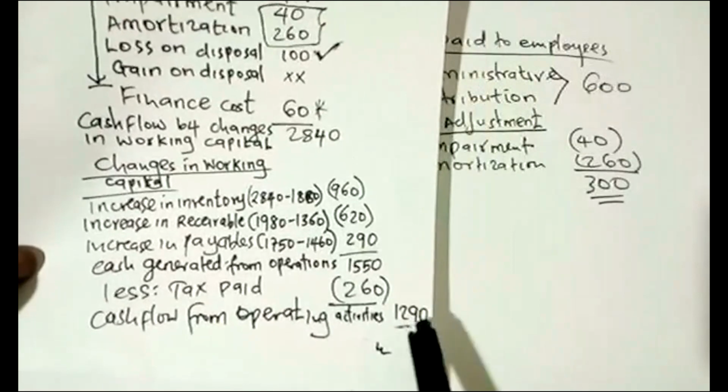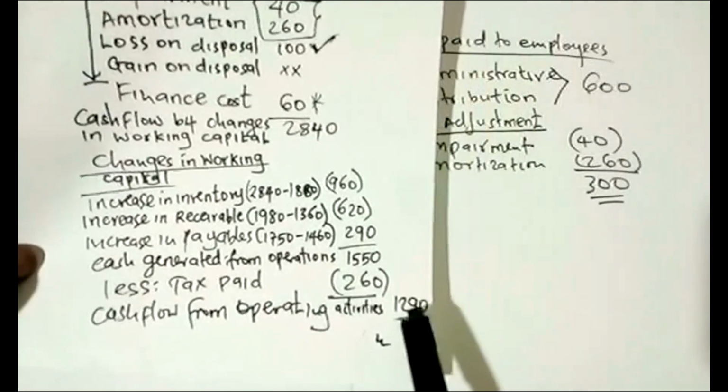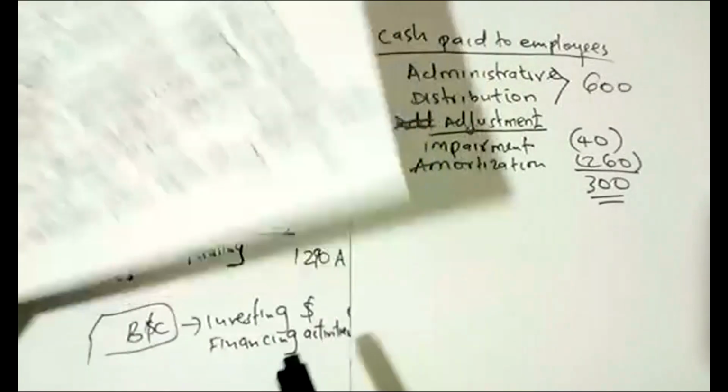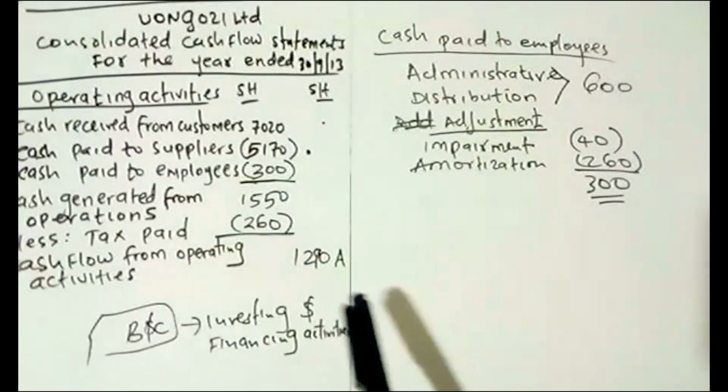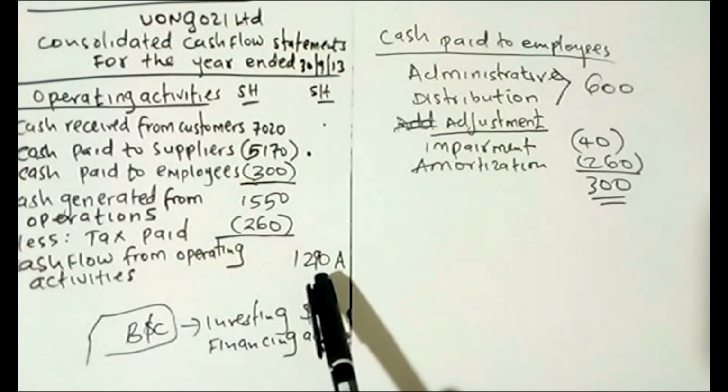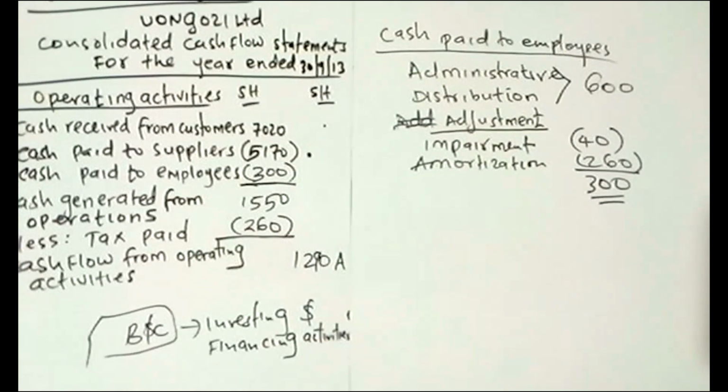our operating is 1290. The same way we have arrived at 1290 here using this method. And that marks the end of this question using both the direct and indirect methods.